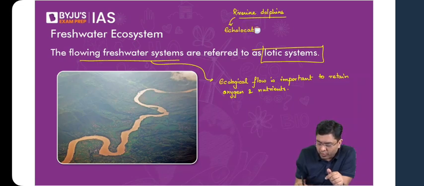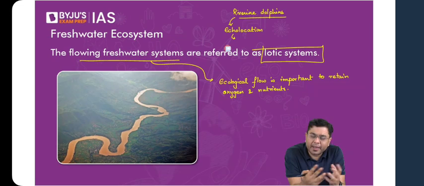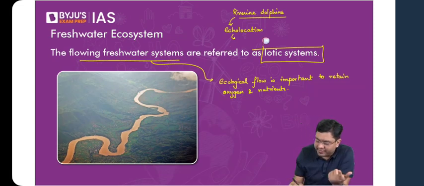What is echolocation? Dolphins don't have great eyesight. So basically they will emit certain sounds, and upon bumping into various obstacles and objects, those sounds will be reflected back. Upon judging the sounds which have been received, they are able to navigate. Similar to a bat. So this is basically for movement.